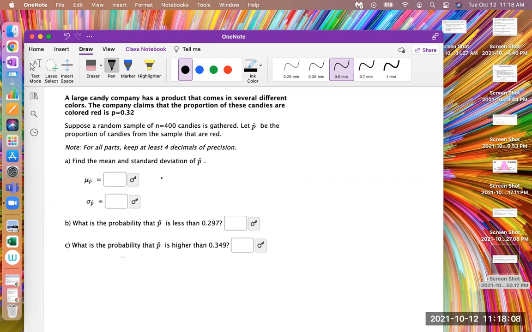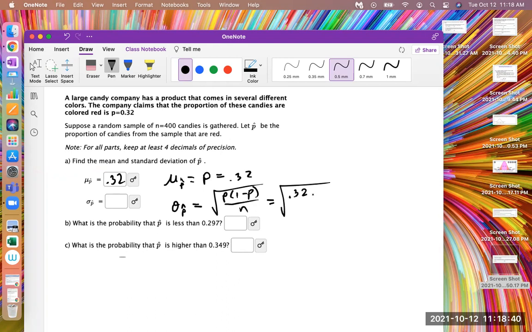So here, mu sub p hat is equal to the population proportion, which is 0.32. So this first answer is 0.32. Then the second answer, the standard deviation of the p hats, that formula is the square root of p times 1 minus p all over n. The p is the population proportion stated above, so it's 0.32 times 1 minus 0.32 all over n, and n is 400.